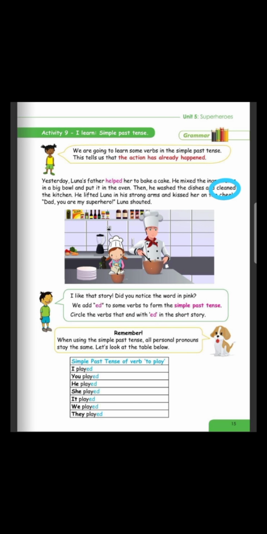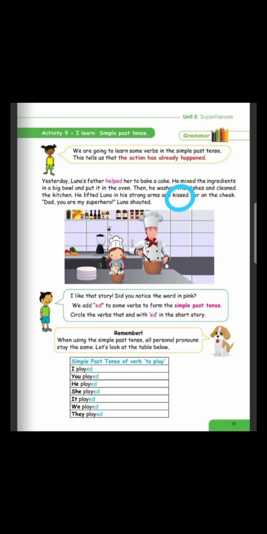He lifted Luna in his strong arms and kissed her on the cheek. He lifted, verb to lift, in the simple past tense, lifted. Lift, lifted. We add ed. So we have to circle lifted and kissed. Verb to kiss, in the simple past tense, kissed. We add ed. Let us circle kissed.